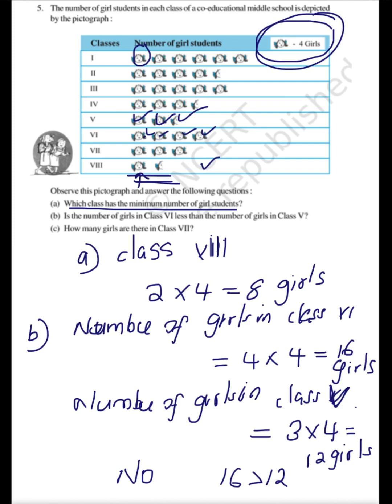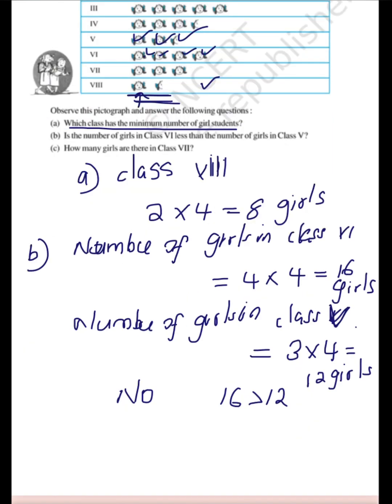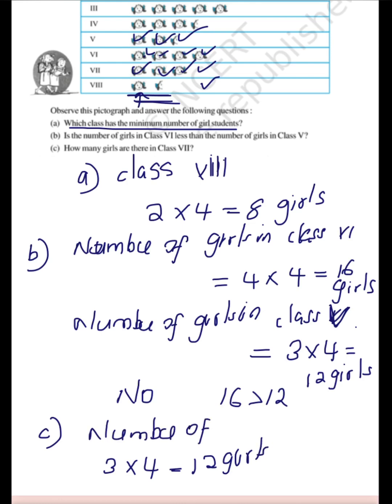Now the third question is, how many girls are there in class 7? So you have to count the number of girls in class 7. Let's do it. So class 7 means what? This one. So 1, 2, 3. So 3 girls means what? 3 into 4, which is equal to 12 girls. Number of girls in class 7 equal to 12 girls. So the answer will be 12 girls. Okay, so that is the answer for C.